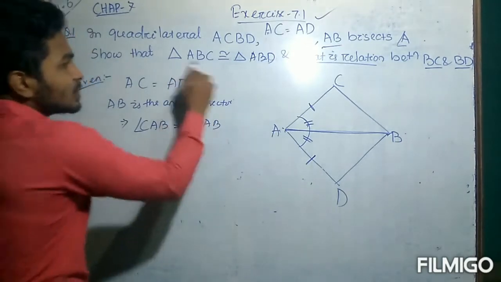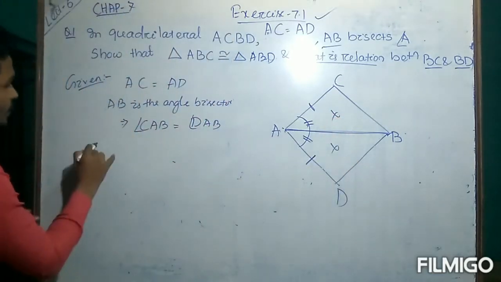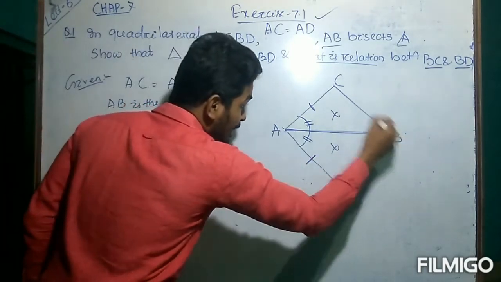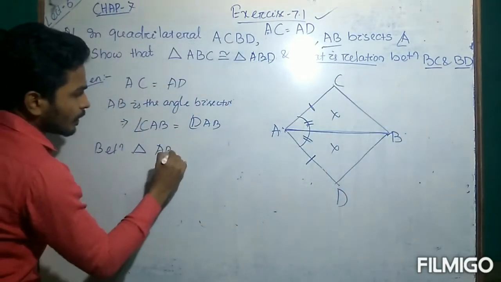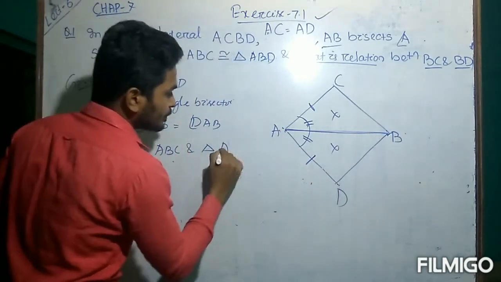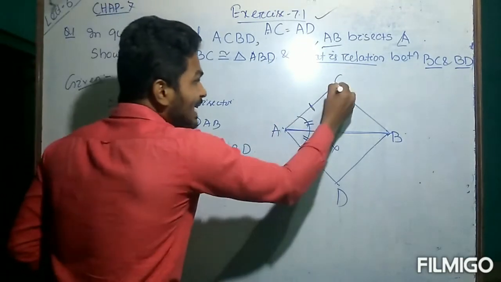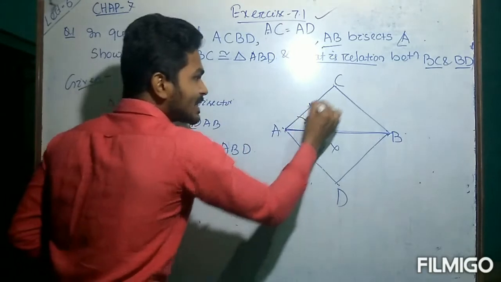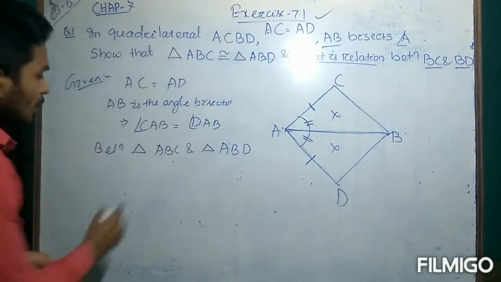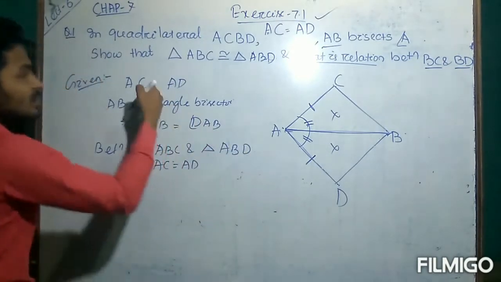Now we have to prove that these two triangles are congruent by comparing them. So you can write between triangle ABC and triangle ABD, what are equal? In this triangle this side AC is equal to this side AD in the other triangle. We can write AC is equal to AD. Why? Because this is given.